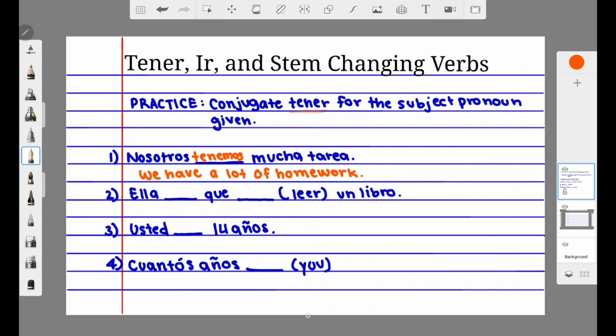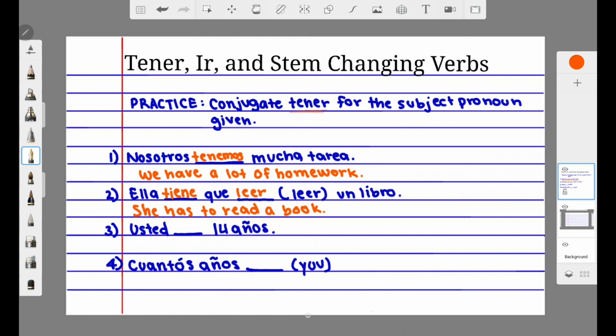Okay, now we have ella. Here you conjugate tener que, and then leer un libro. So first part is conjugating tener, pretty easy. Ella tiene que blank un libro. So remember that you actually don't conjugate this. So it's going to stay in the infinitive form. So I was kind of tricking you with that one. Ella tiene que leer un libro. She has to read a book.